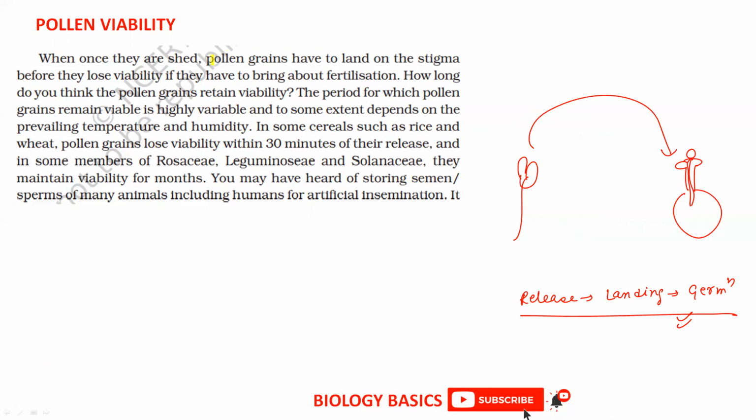Okay. So pollen grains have to land on the stigma before they lose the viability, right? This viability varies from plant to plant and species to species. If we just talk about the cereals, like rice or wheat, right? They lose the viability within 30 minutes, right? So within the 30 minutes, the pollen grain should be released, land, and as well as germinate, right? Some plants, like the SLR, that is the Solanaceae, Leguminosae, or the Rosaceae family, the viability is for a month, right? Viability is for a month.